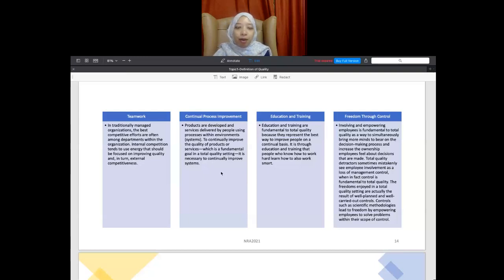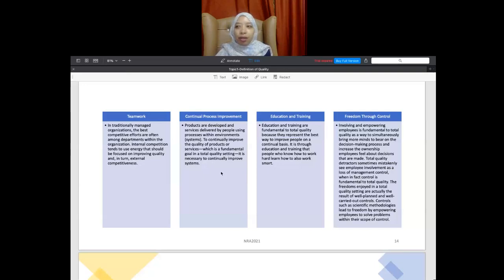Okay, and then for continual process improvement, the products are developed and services delivered by people using processes within the environment, by using a sophisticated system to continually improve the quality of products or services, which is a fundamental goal in a total quality setting. It is necessary to continually improve the system. For example, before this, for learning engagement with the students, we used e-learning. And then after a few years, we upgraded the system and introduced U-Future to the students.